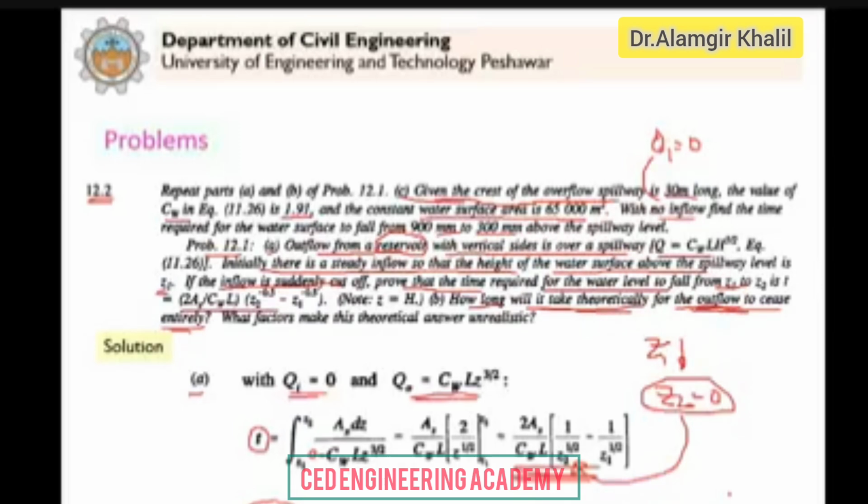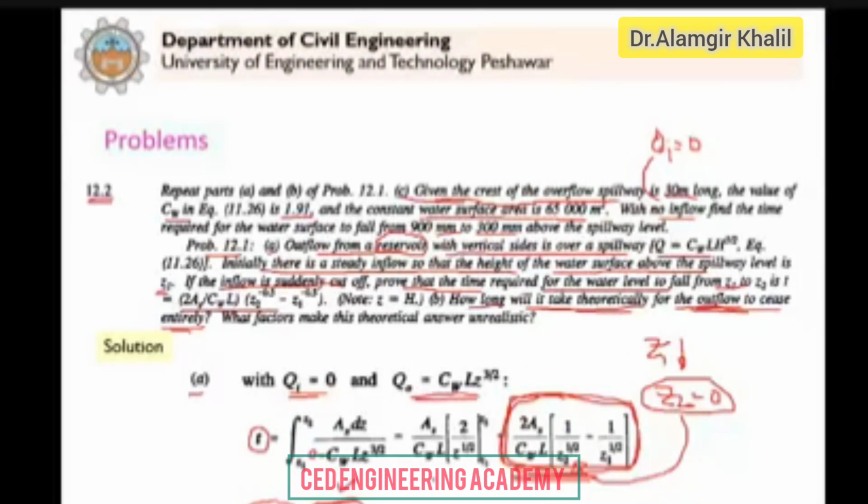It means that the water over the spillway will stop in infinite time. But practically, this is not the case. Practically, if the water level goes below the spillway level, water will stop. So theoretically, we get an unrealistic answer. It means that something is wrong with the theory that we applied to calculate this equation. This equation that we derived is based on some assumptions. That's why we come up with this unrealistic answer.